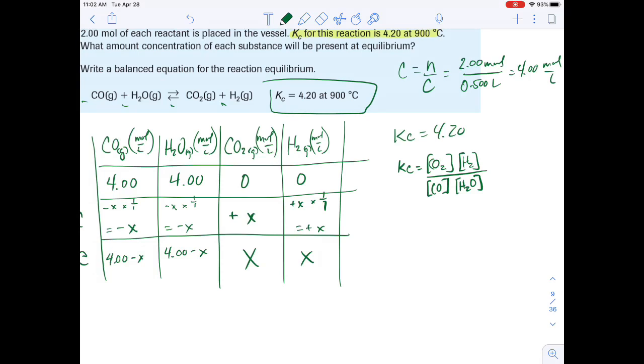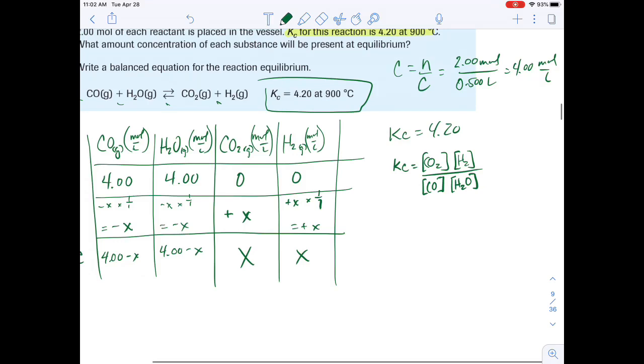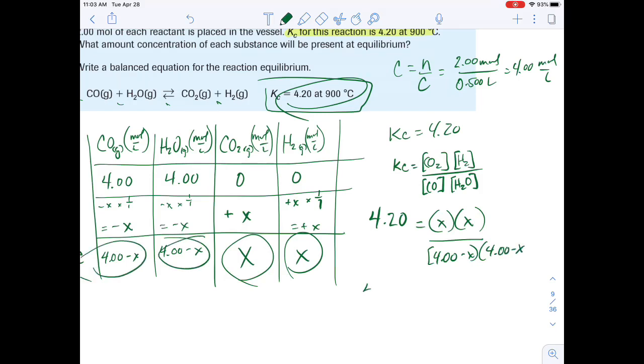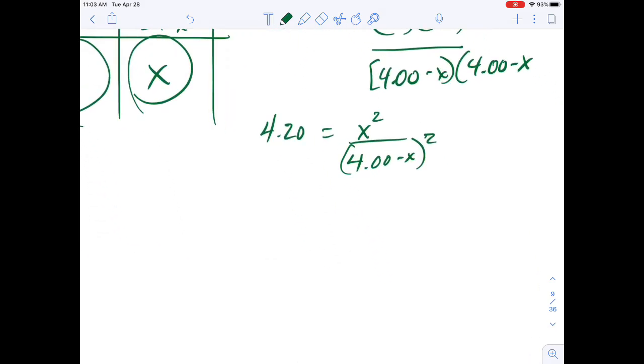And now by applying these values to my Kc expression, I know that my Kc, which is 4.20, that was given to me, is equal to X times X, because that's these two values, divided by 4.00 minus X times 4.00 minus X. So 4.20 equals X squared over (4.00 minus X) squared. Now to solve this, I'm going to take the square root of both sides. The square root of 4.20 is 2.05. The square root of X squared is X. And the square root of (4.00 minus X) squared is 4.00 minus X.